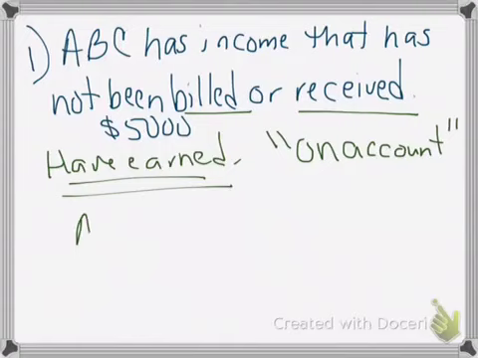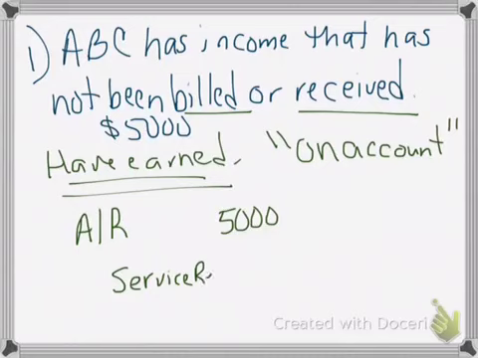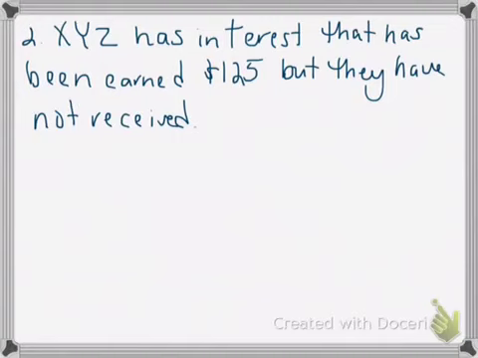So the journal entry that you would see here is a debit to accounts receivable of $5,000, and then you would have the revenue, which in this case is service revenue, for a credit of $5,000. Again, it's been earned, but it hasn't been billed or received yet, so we do have to do this adjusting entry.